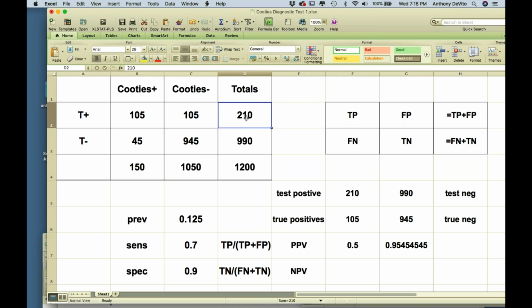So 210 people tested positive. Of those 210 people that tested positive, right? Everybody in this row tested positive. The total number tested positive was 210. Of those 210, only 105 of them really had the disease, the ones in this column here. So the positive predictive value of this test is 105, the true positives, divided by 210, all of the positives, true positives and false positives added together. Okay? All right, good. Let's move on from there.